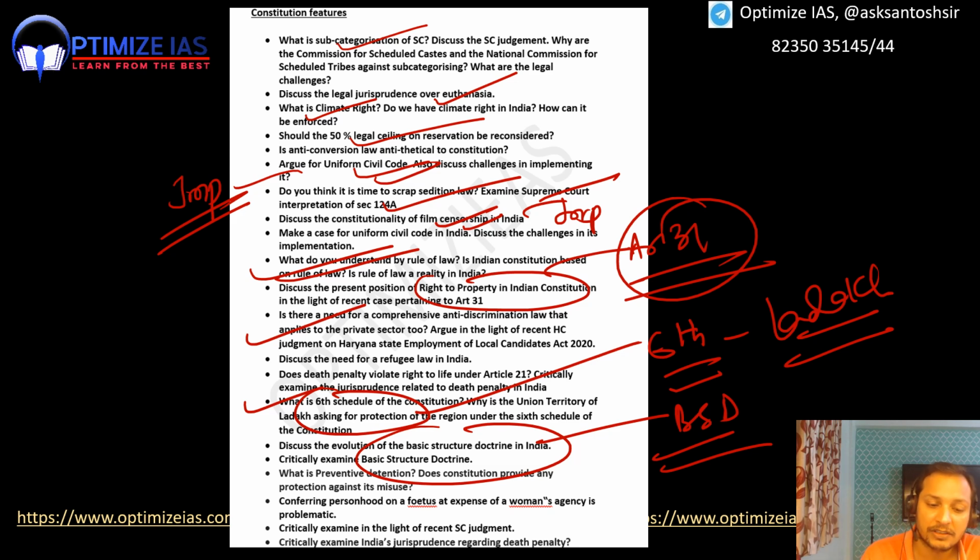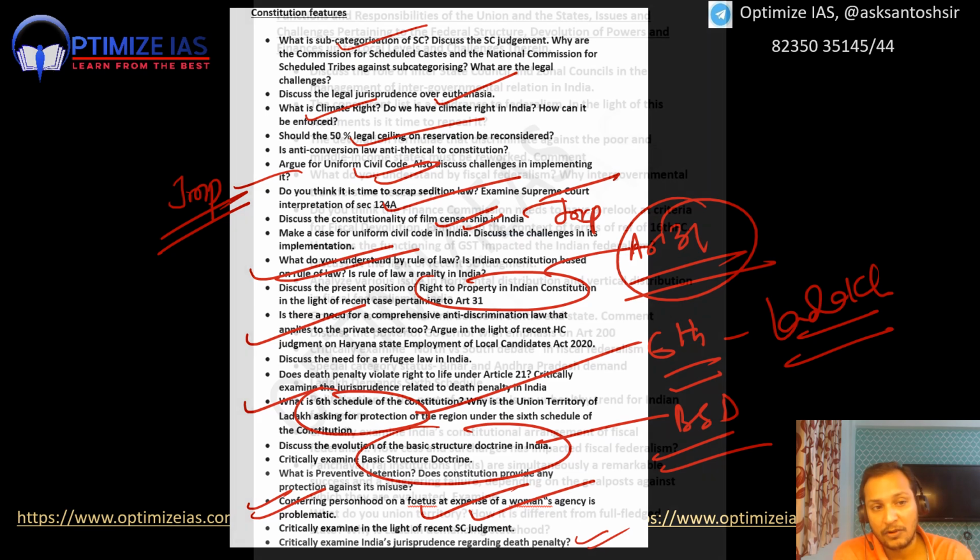Overall, another question is on the fetus and women's agency, the Medical Termination of Pregnancy. That is a very important, revolving topic. And last is the death penalty. So these are some of the important topics from constitutional features. Again, I repeat, the most important one will be the sixth schedule Ladakh case. Next, euthanasia, climate rights, the death penalty and film censorship. These are some of the important topics on which questions can be framed in this section. And even subcategorization is also very important.